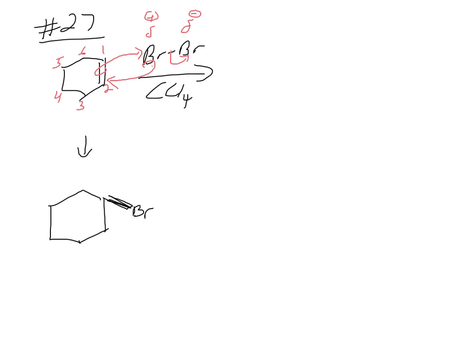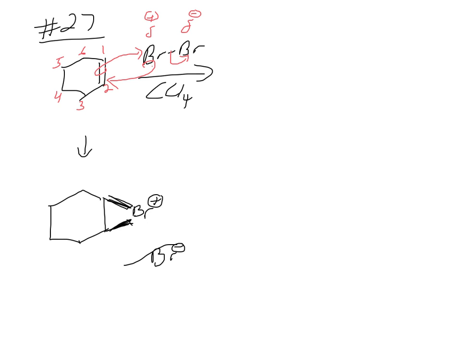Now the bromine, I just show it coming out. Could it have also come from the bottom? It could have, right? So you can get both enantiomers, from the top or the bottom. This pi bond is sp2 hybridized, you use carbon, so it's flat. So it could have attacked from the top or it could attack from the bottom. It doesn't matter.